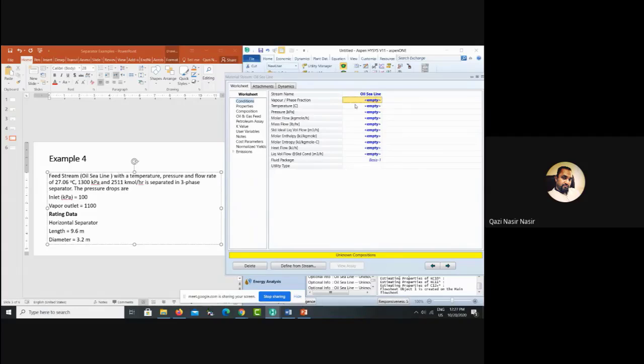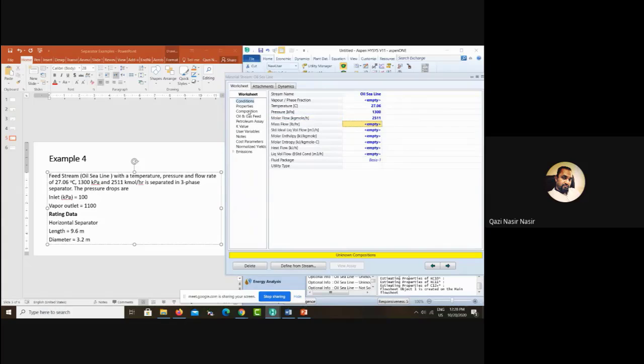Okay, now the temperature for this stream is 27.06. No need to change even its setting. It's mentioned 1300 kilopascal here, so I just keep the pressure at 1300 kilopascal. The molar flow rate we have is 2511 kg mole per hour.